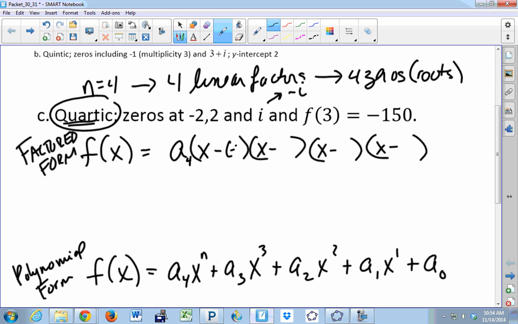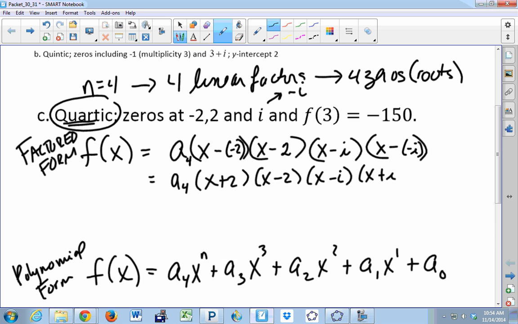My first zero is -2. My next zero is 2. My next zero is i. And my last zero is -i. And then, of course, I'm going to simplify that because we don't like to have these redundant signs after each other. So this is going to be x plus 2, x minus 2, x minus i, and x plus i.